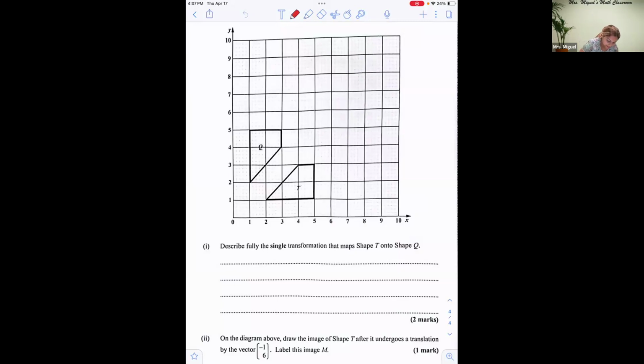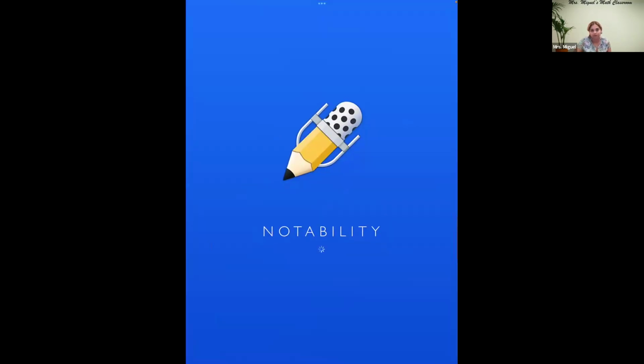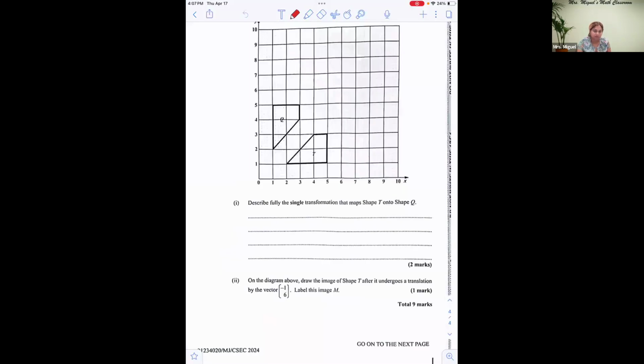The distance between here and the distance, this one. So if you notice, this is a reflection. T is being reflected on Q. And this is my line of reflection.